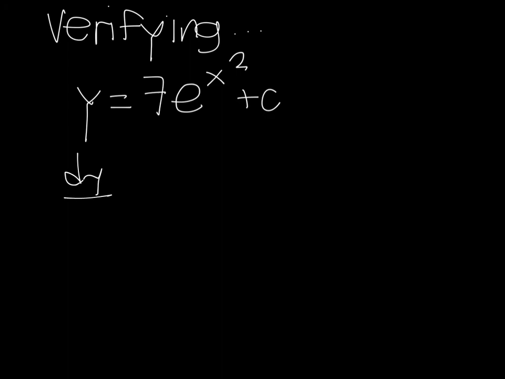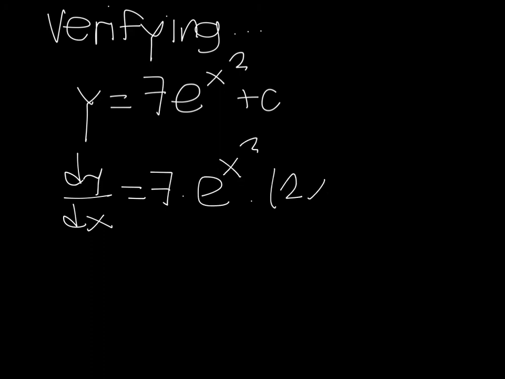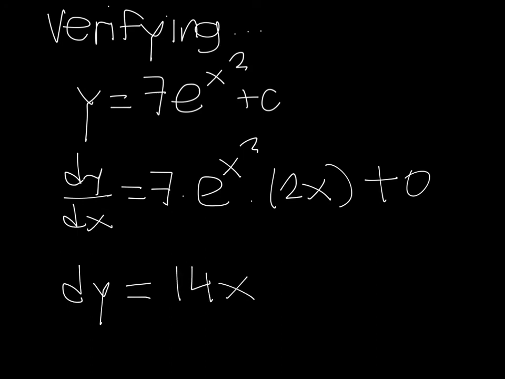The derivative of a constant times a function will be the constant times the derivative of the function, which is e to the u times the derivative of u, that in this case is 2x, plus 0. We are using the chain rule, as you can see, and that will be 14x e to the x squared times dx, which is the original integrand.